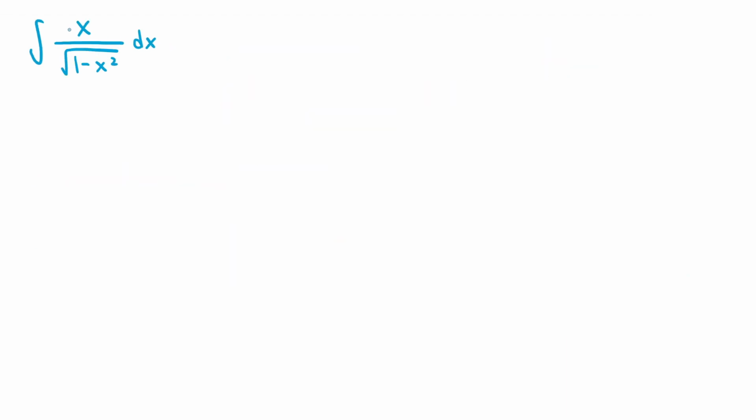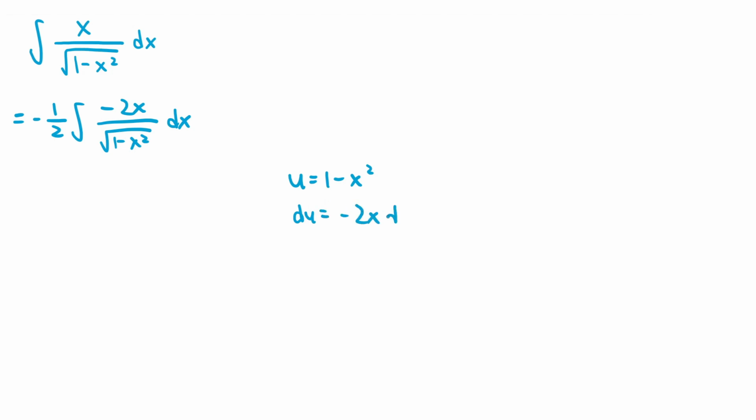So here's how we integrate x over the square root of 1 minus x squared. We first take out a constant multiple of negative 1/2, so this becomes negative 1/2 times the integral of negative 2x over the square root of 1 minus x squared dx, and then we can substitute u equals 1 minus x squared, which means du equals negative 2x dx. So this integral becomes negative 1/2 times the integral of 1 over the square root of u du, since we replace negative 2x dx with the du, and then 1 over the square root of 1 minus x squared just becomes 1 over the square root of u.